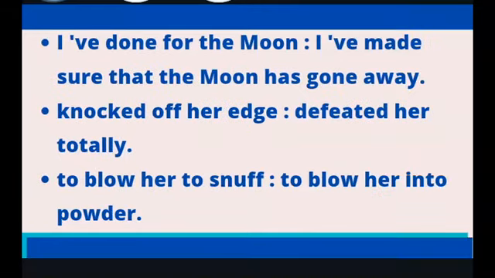Now there are a few phrases. The meaning of the phrase 'I have done for the moon', said by the wind, is: I have made sure the moon has gone away. Knocked off her edge means defeated her totally, thrown her out of the border of the sky. That means knocked her totally. To blow her to snuff means to blow her into powder.